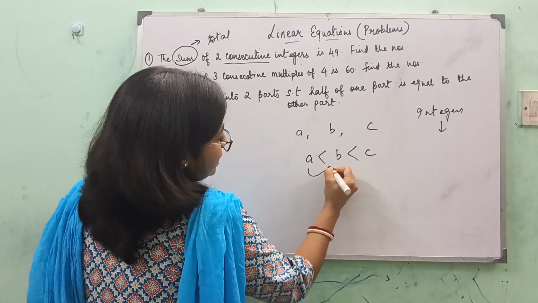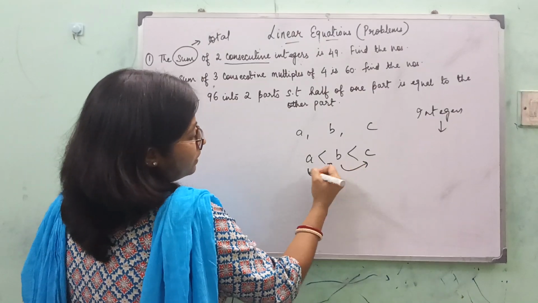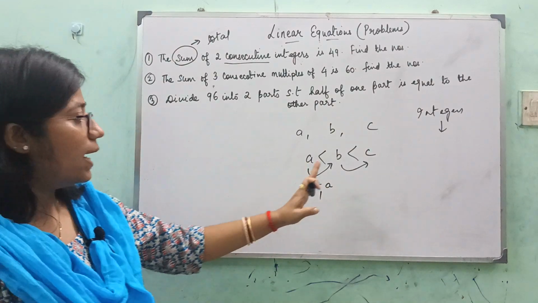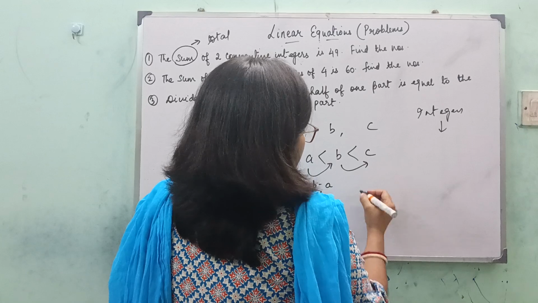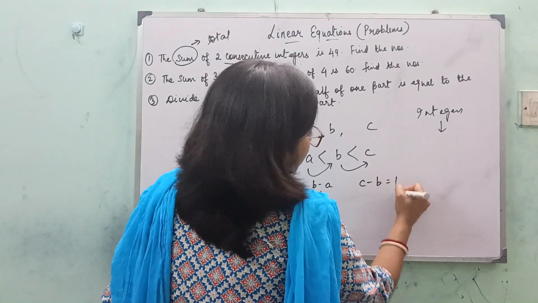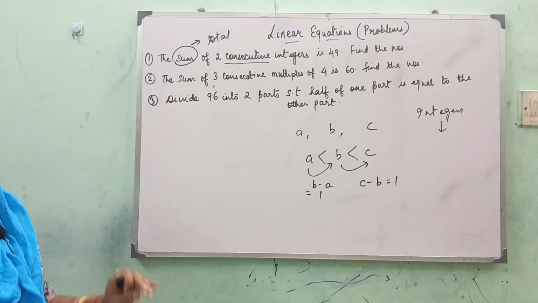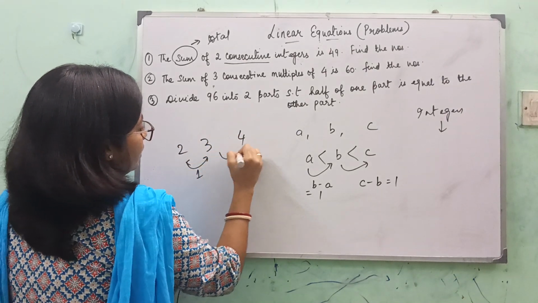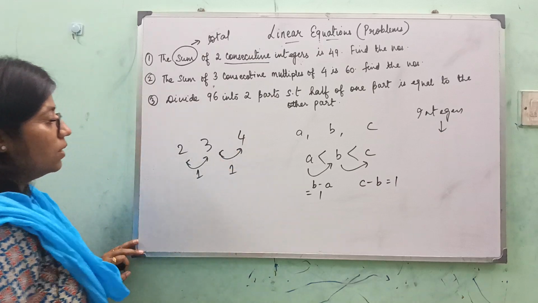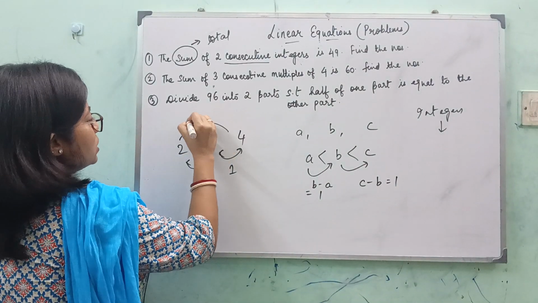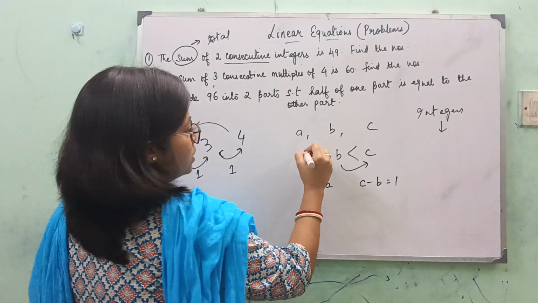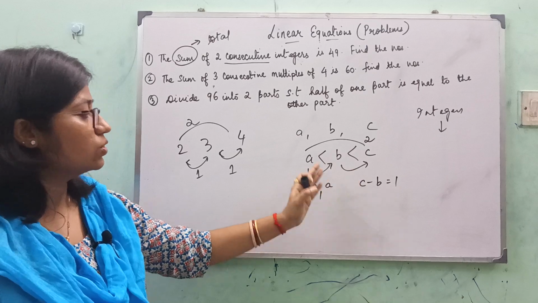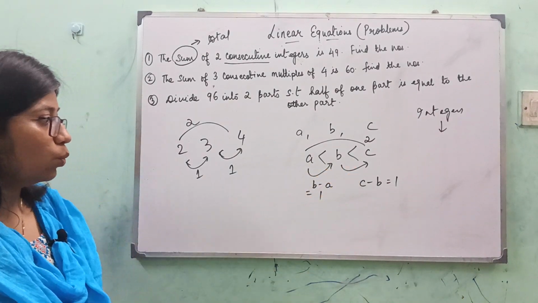So what is the relationship between them? The difference of B and A, that is B minus A, is going to be 1. And the difference of C and B, that is C minus B, is also going to be 1. This concept is clear. Say for example 2, 3, 4. The difference of these two is 1, the difference of these two is 1. So the total difference from A to C is 2.